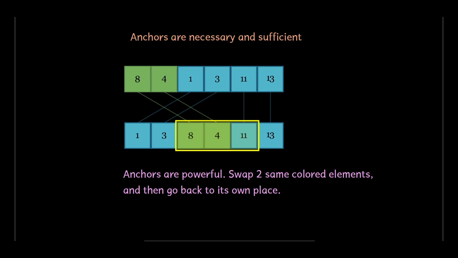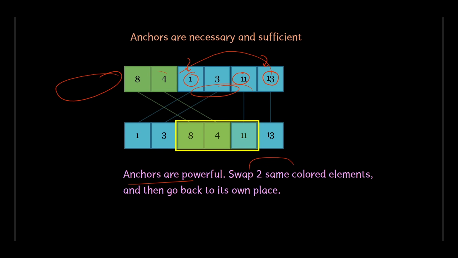So if you want to swap 8 and 4, you can use the anchor as either this 1, or you can use the anchor as 13, or even 11 works, but the best candidates are the minimum element and the maximum element. So you jump this 13 over here by isolating these elements to the left-hand side, and then you use that anchor to swap, and then you send everything back. So anchors are very powerful.